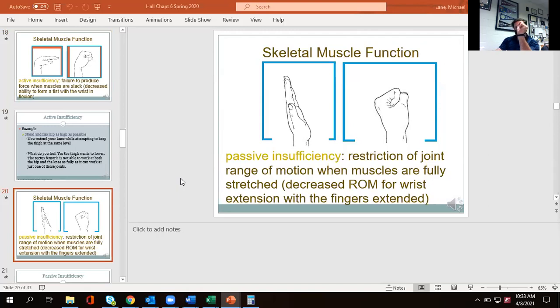So as in, you can bring your wrist back further here, but if you try to open your hand, you can't have your hand back as far as you can when you have your fist closed. That is passive insufficiency.